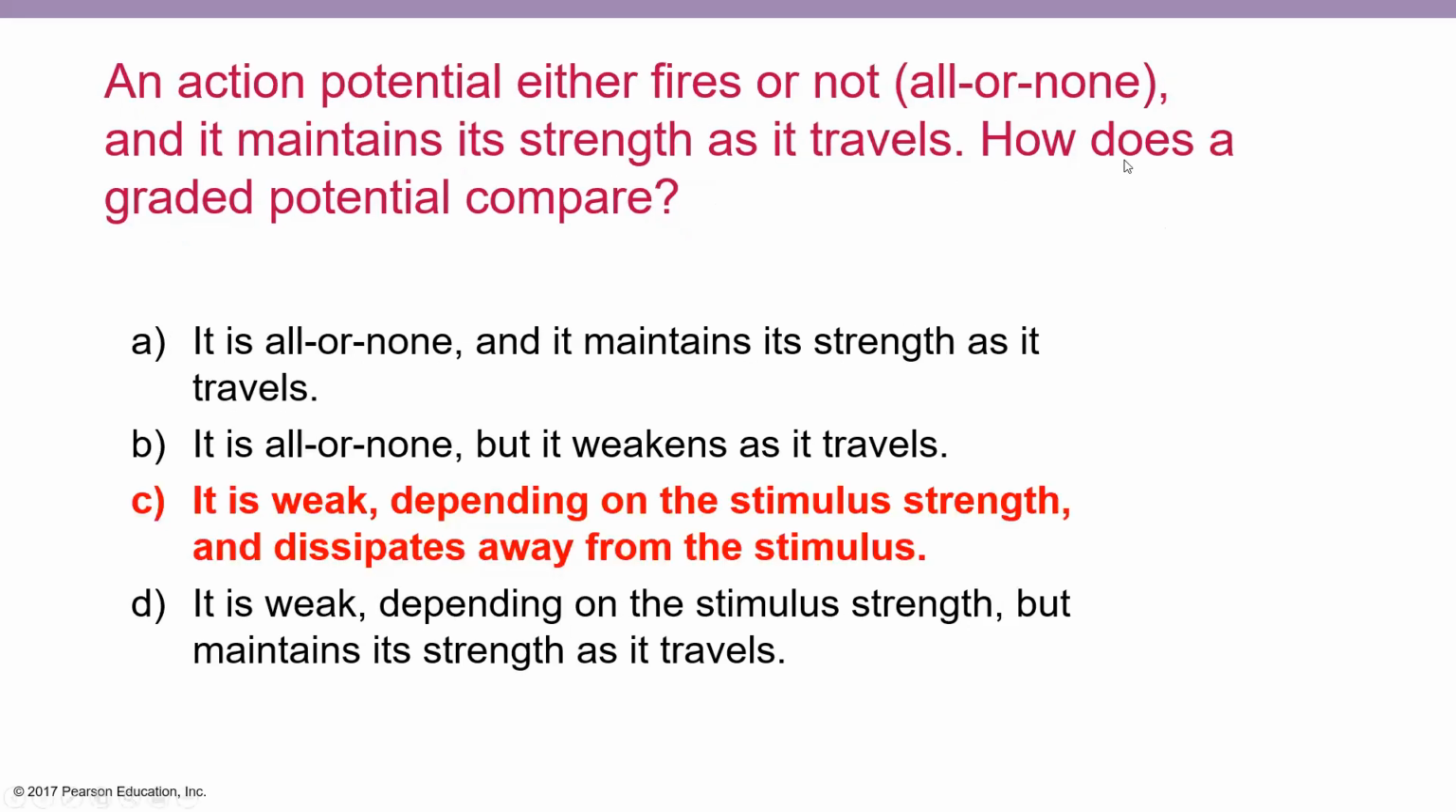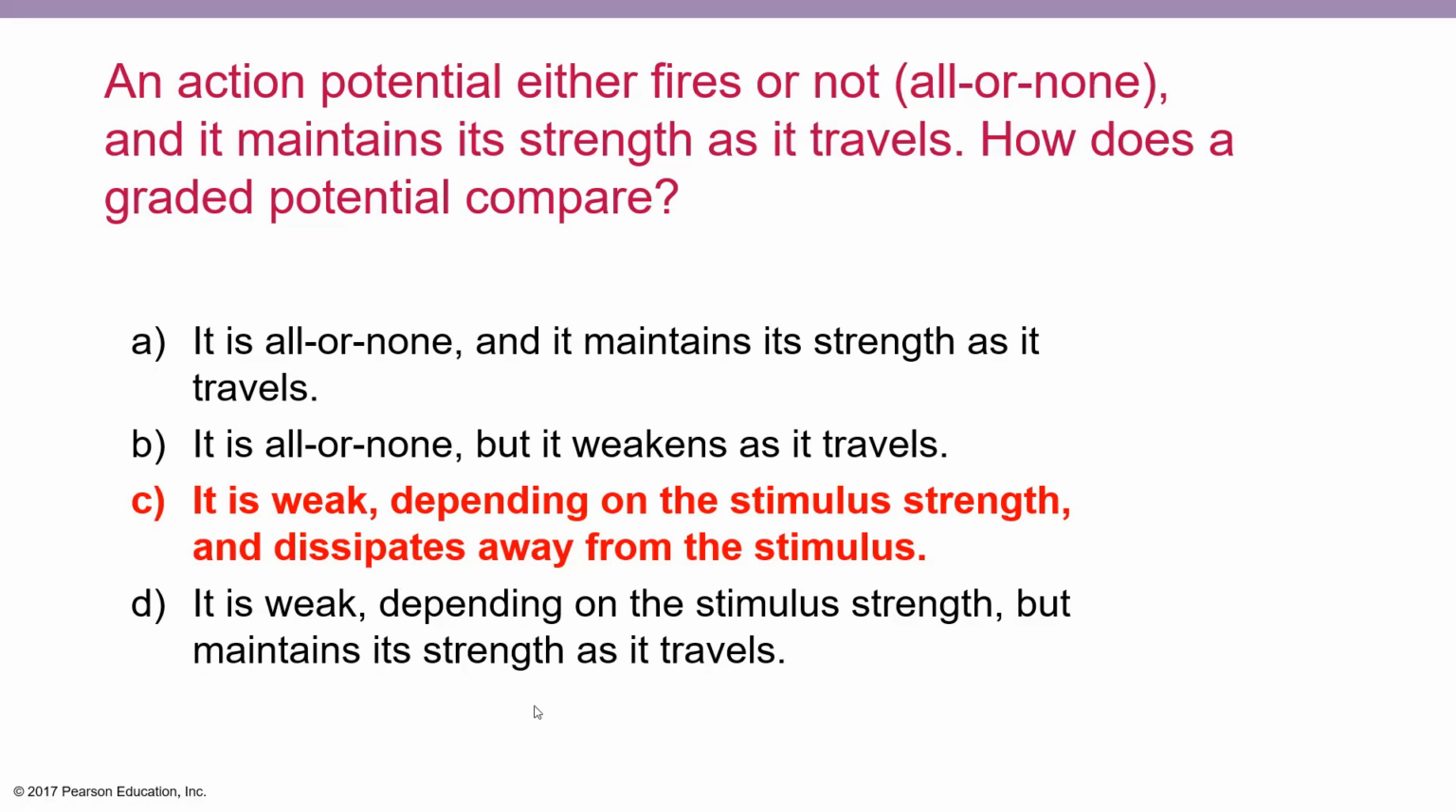If you look at some of the other distractors, I think some of you went for D. It is weak, which is correct, depending on the stimulus strength, also correct, but maintains its strength as it travels. So that last part is not correct, okay? We know that the graded potential dissipates or weakens in terms of the strength the further away from the source that it moves, specifically the further along the soma that it moves.